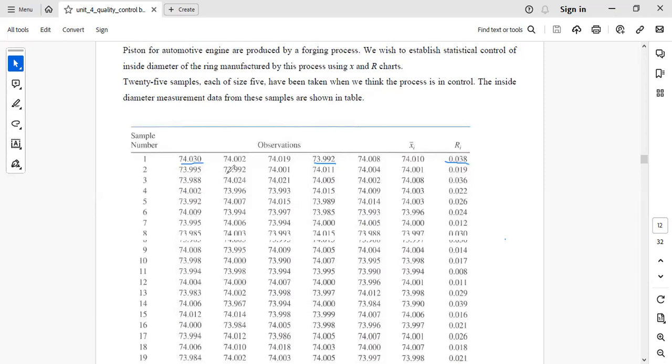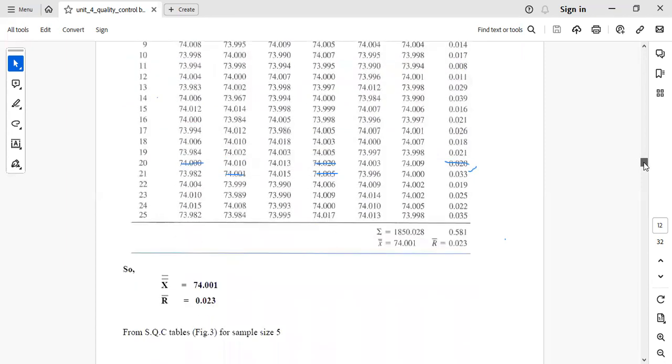So again, 73.992. Okay. So again, you take the difference, then you realize again it is 0.019. So you do that for all the samples. Do that for all the samples up to the 25th, or depending on how many samples you have, and then add them up.